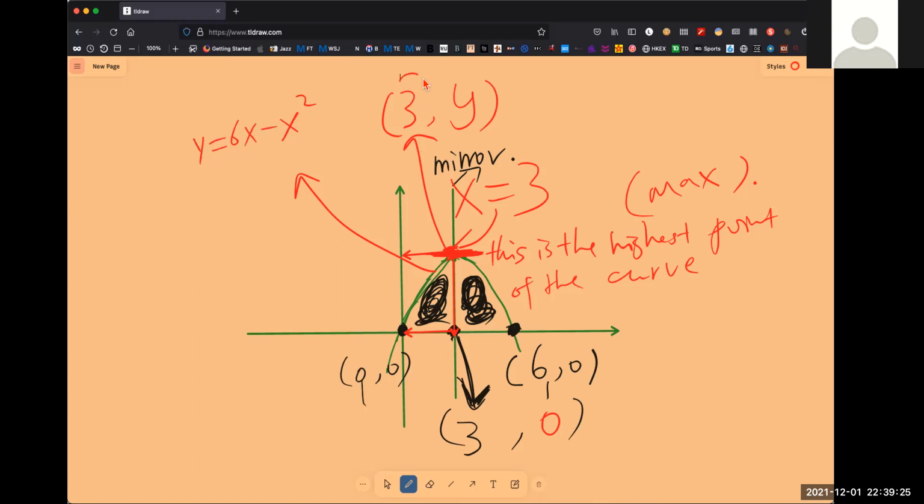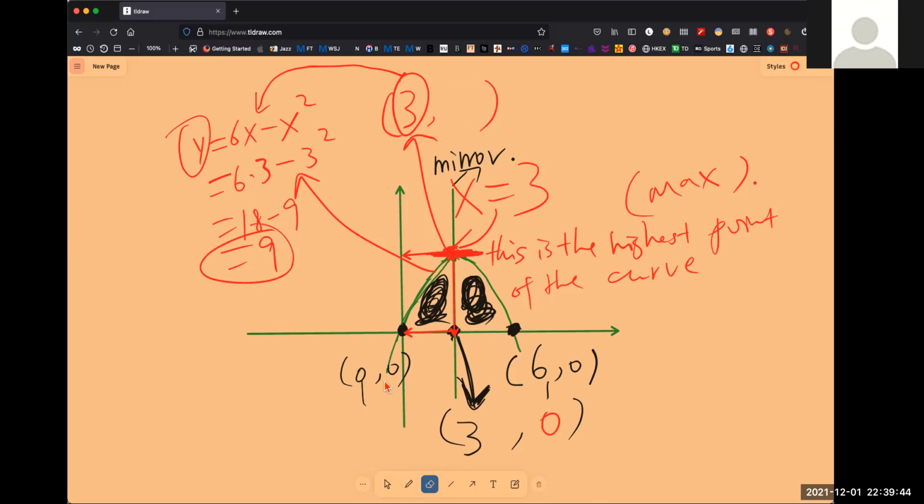So can you see that your x is 3? So what you do, you just sub it into this. So it becomes 6 times 3 minus 3 squared. So 18 minus 9. So the answer is 9. So the y is actually, can you see y equals to 9? So far so good?